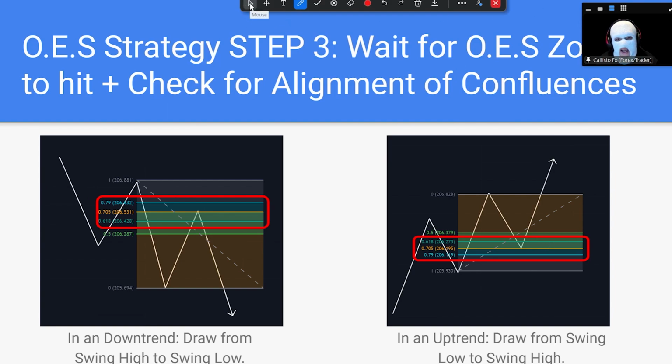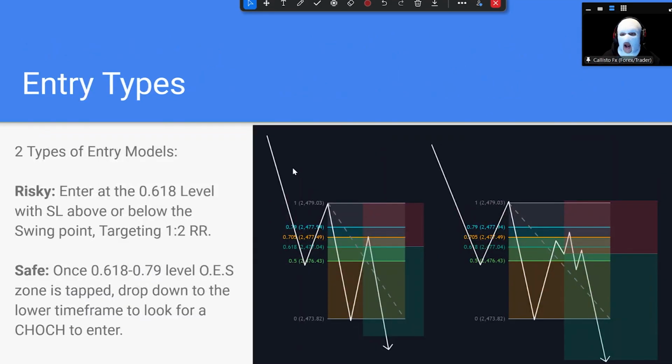Okay, so now that you guys understand this, let's move on to the most important part that everyone is dying to know about, right? What are the entry types? Okay, there are 2 types. First type is the risky entry model. Okay, the risky entry model here is where you're going to enter at the 0.618.